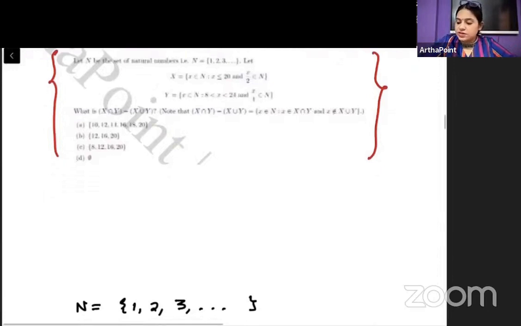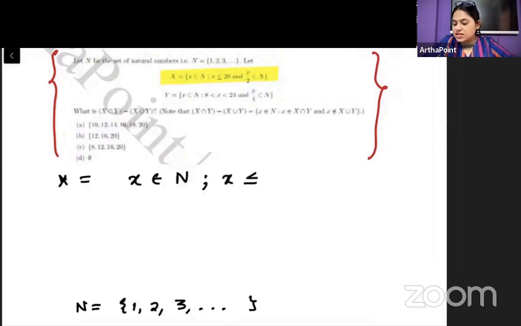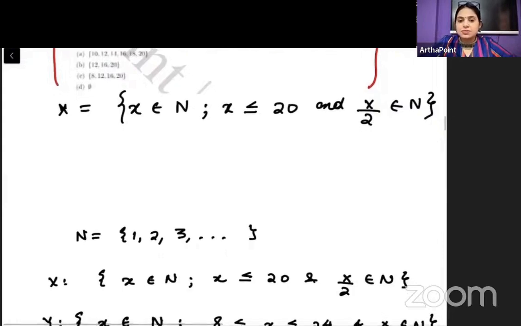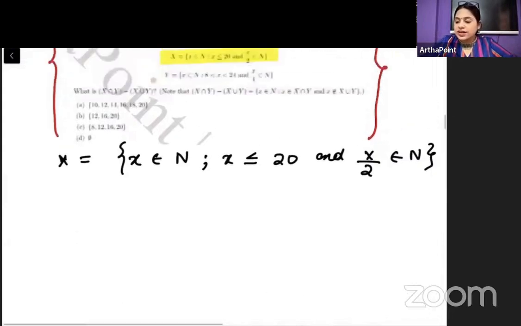So this is how I read the first question. It tells me that x belongs to natural numbers, x is less than or equal to 20, and x by 2 should also belong to natural numbers. This is what the set x means. I want x to be less than or equal to 20, and x has to be a natural number.